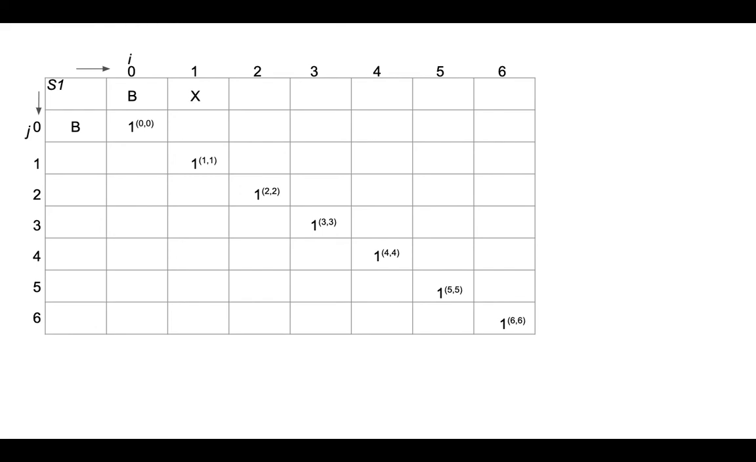Both of the characters are not equal, that means put 0. X is equal to X, fill the block with 1. Check X is equal to A, not equal, fill the block with 0. Check A with B, fill the block with 0. Check B with B, fill the block with 1. Check B with A, fill the block with 0. So this iteration has been completed.